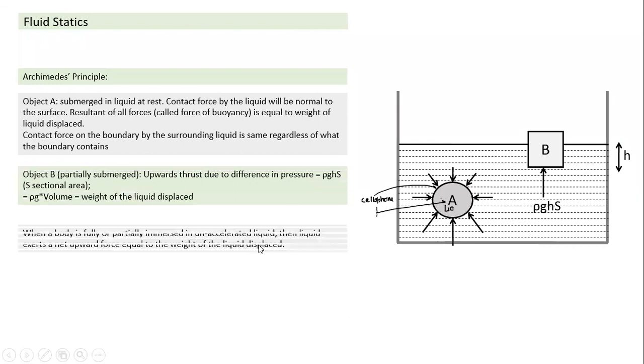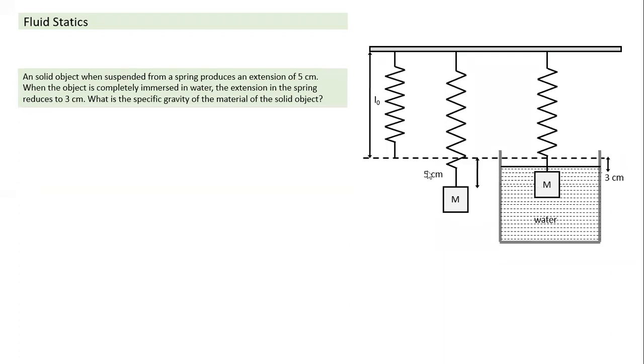The object may be partially submerged, that we also understand. When a body is fully or partially submerged, both cases are the same, and it's an unaccelerated liquid. Then the liquid exerts a net upward force equal to the weight of the liquid displaced. That's the simple Archimedes principle. And the same thing we could have arrived at even with laws of motion whenever the shapes are regular. Now let's look at some questions based on Archimedes principle, submergence and all.